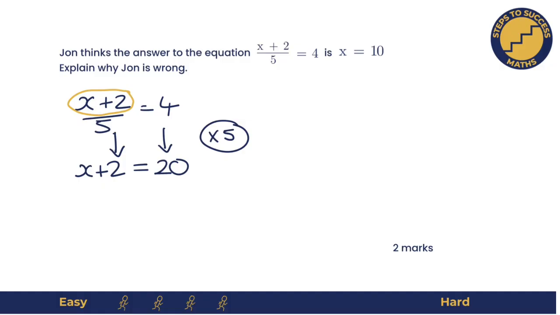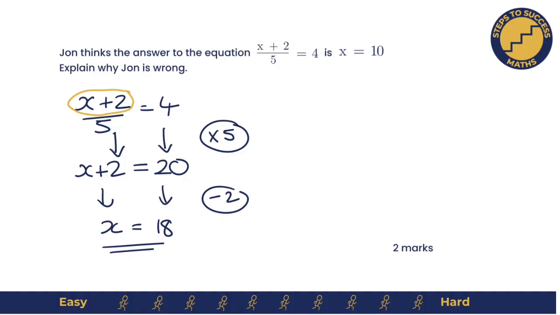Then our next step, we just want the x, so we're going to get rid of this plus 2. So we're going to take away 2. So we've got x is equal to 20 take away 2, which is 18. And you can see that that's not the answer that John said. So you can see that John is wrong.